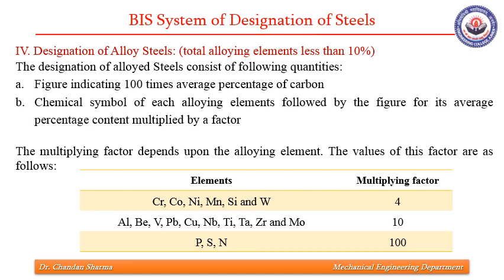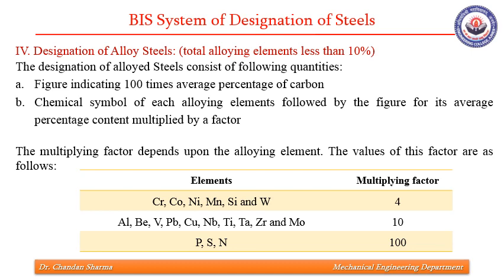Next comes alloy steels. We have seen plain carbon steels and free cutting steels, and now we intend to discuss the designation of alloy steel. Now alloy steel can be low alloy steel or high alloy steel. The dividing line is that if the total percentage of alloying elements is less than 10%, it is termed low alloy steel, and if it is more than 10%, it is high alloy steel. So there are certain rules which need to be followed to designate these types of steels. Let us first discuss the designation of low alloy steel.